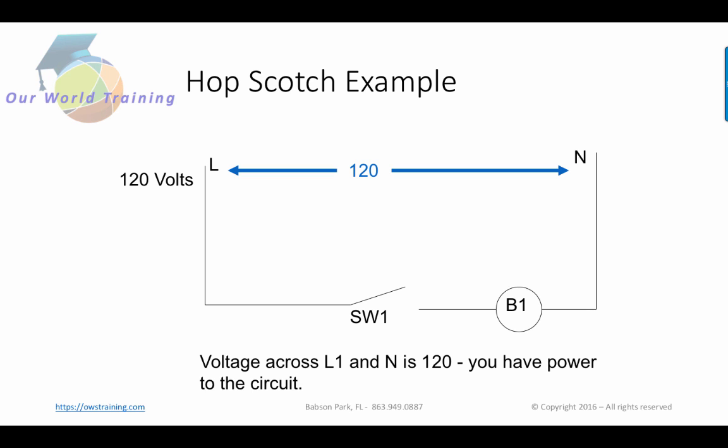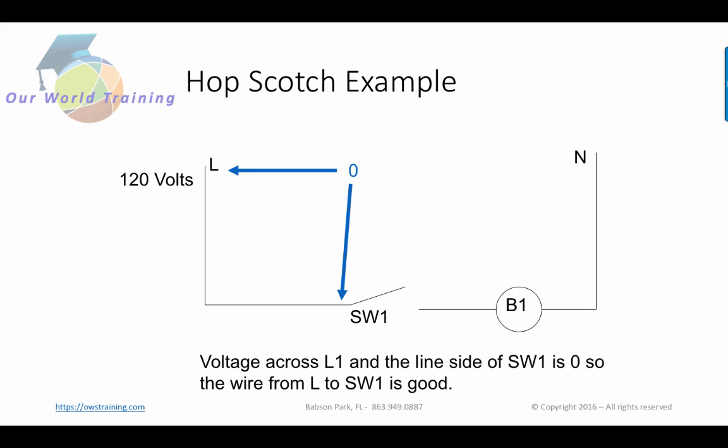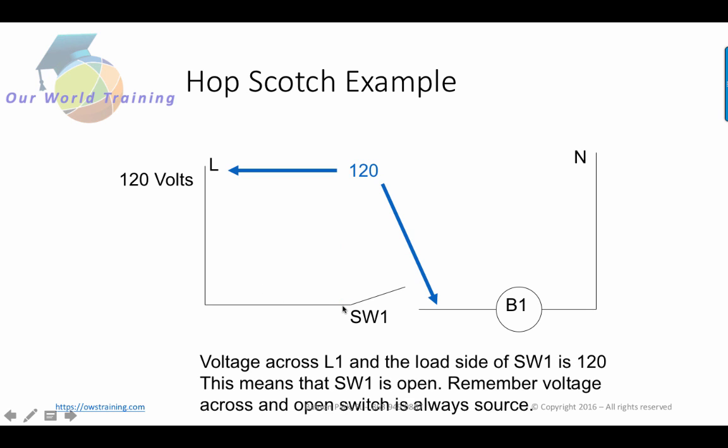We start off with line and neutral. We know we have 120, fine, it's a good circuit. You have power to the circuit. Then we go from line to the line side of switch 1. Okay, 0 volts. That's valid because it's a complete circuit. You're not going to have a difference in potential. So we know this wire from line to switch 1 is good.